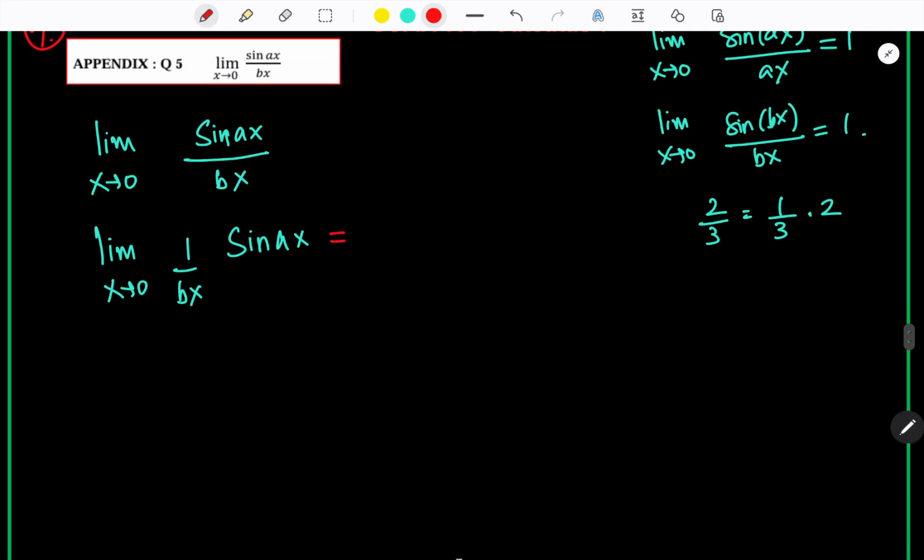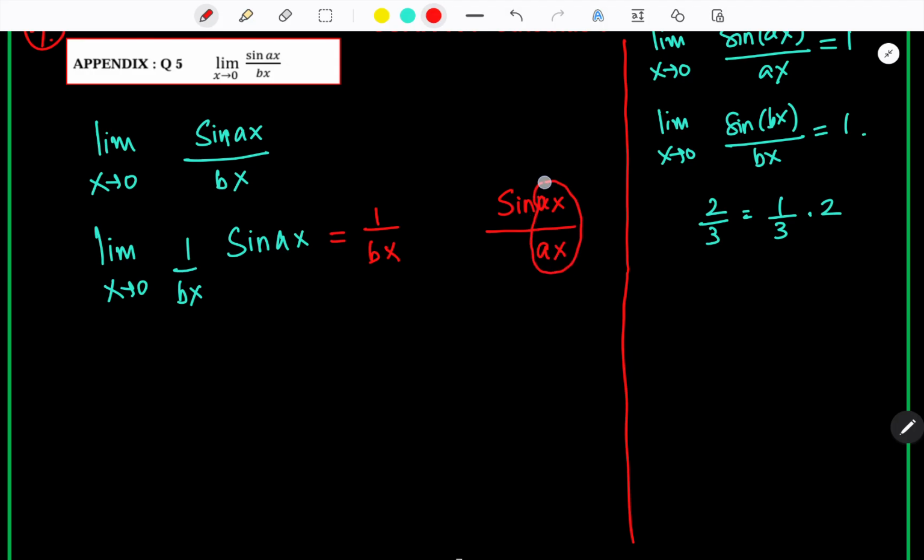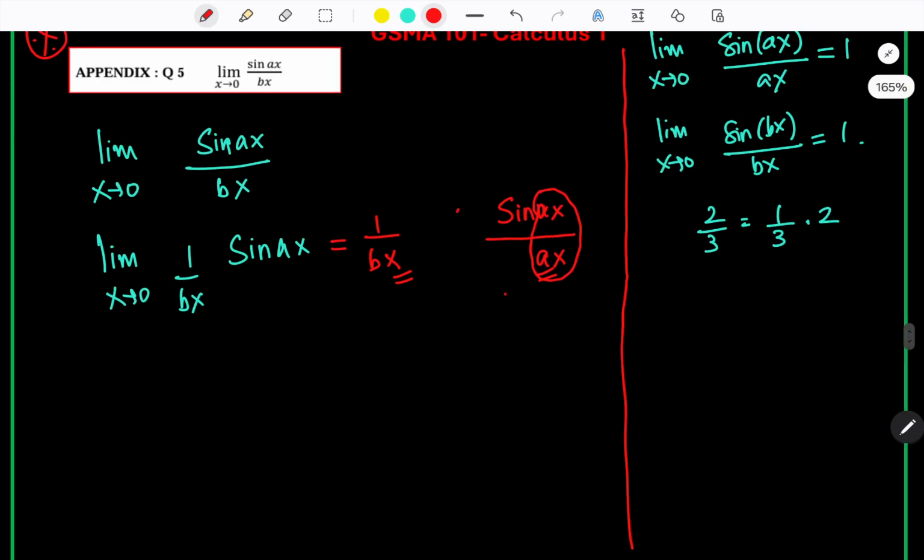So now listen carefully. This is equal to 1 divided by bx. What I want is sin ax over ax. But x is already here, so which is missing? a is missing. So I am adjusting the up and down. Okay, right.